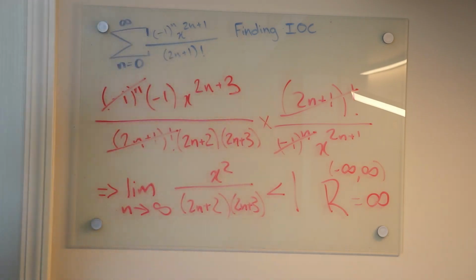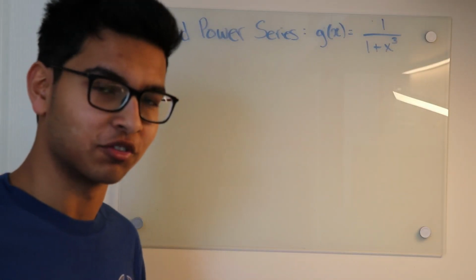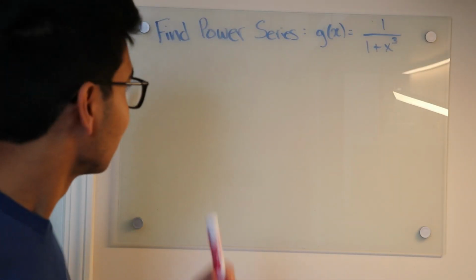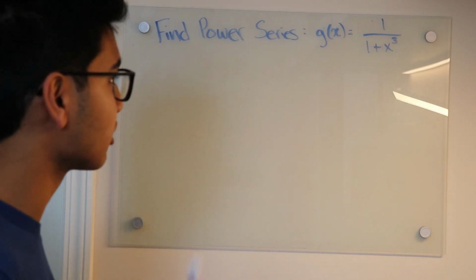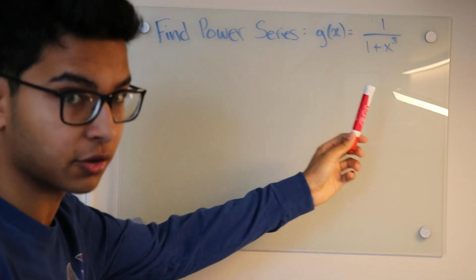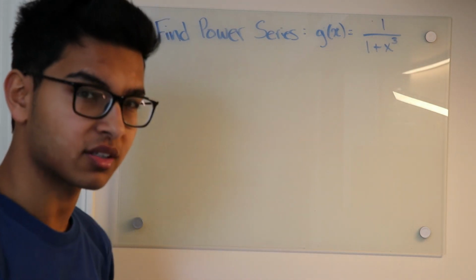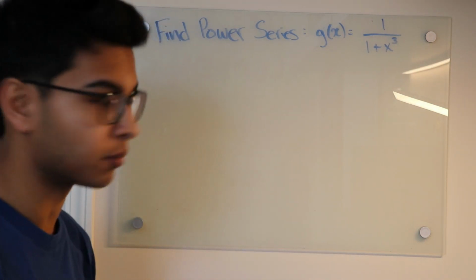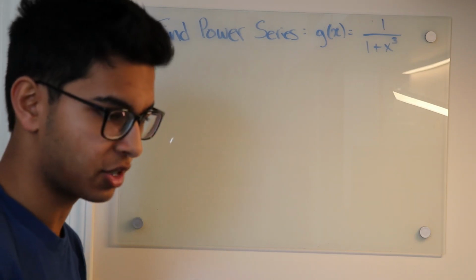Hey guys, and welcome to another episode of Medium IQ Math with Akshay. Today we're going to be finding the power series of this function. g of x is equal to 1 over 1 plus x cubed. Finding the power series allows us to approximate a function with an infinite summation.